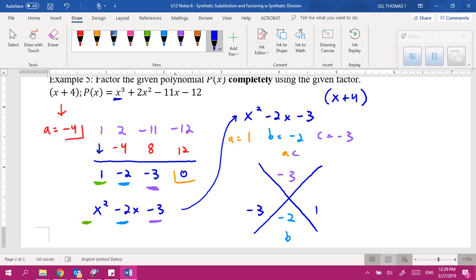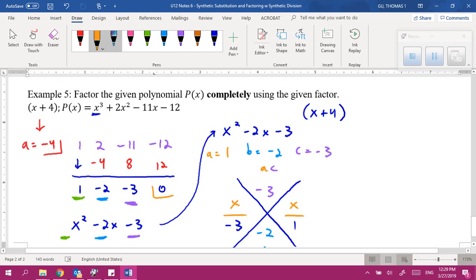Negative 3 times 1 is negative 3. Negative 3 plus 1 is negative 2. What do I need to do after I find those numbers? Put A times x on the top, which is 1x, which is just x. So now I found my 2 other factors. They gave me one of the factors, x plus 4. What are my 2 other factors?